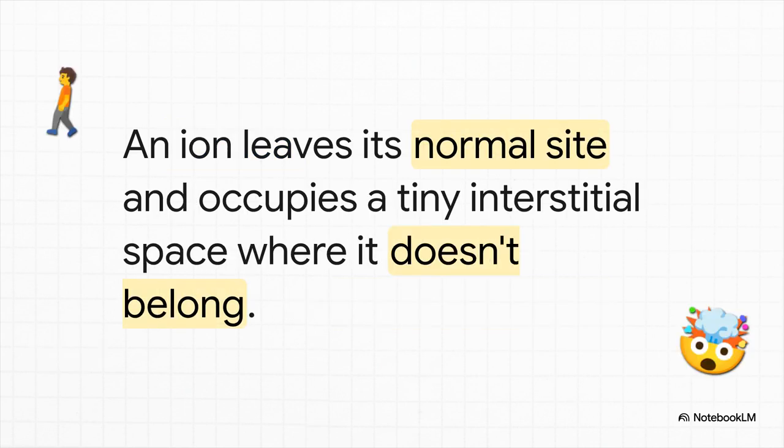Then you've got the Frenkel defect. In this case, no one's missing from the party. Instead, an ion gets knocked out of its proper spot in the lattice and crams itself into a tiny space between other atoms where it just doesn't belong. It's like a guest leaving their assigned room to go sleep in the hallway instead.